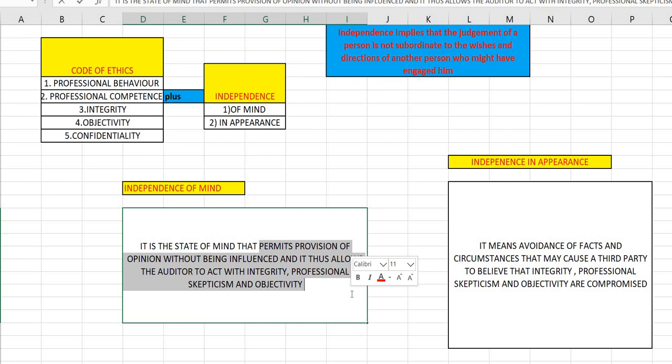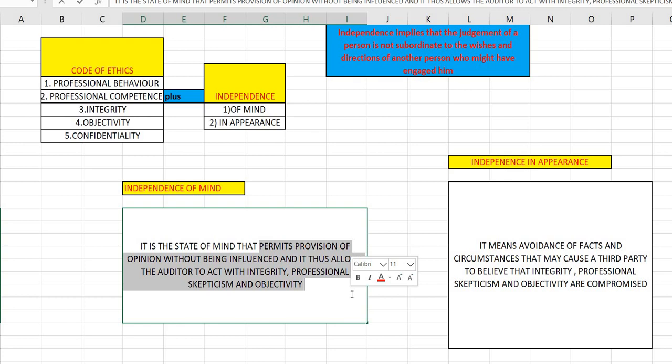So basically, independence of mind means what? It is a state of mind. Independence of mind is a state of mind that permits provision of opinion without being influenced. It is a state of mind which allows the auditor to express an opinion on the financial statements without being influenced, in our case by the manager of A Limited. And thus it allows the auditor to act with integrity, professional skepticism and objectivity.